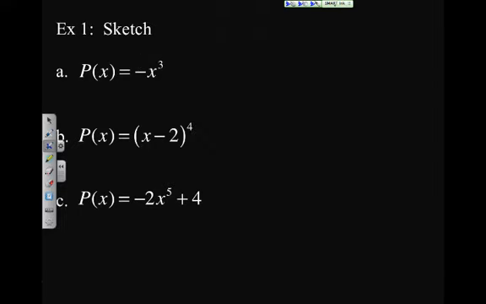The next one, x minus 2 to the 4th power. Again, I'm going to draw a quick sketch of this. The 4th power one, remember, looked very similar to a parabola, but was flattened in the middle.